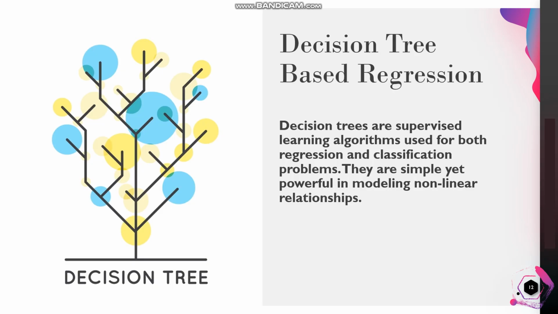So now we will talk about decision tree-based regression. Decision trees are supervised learning algorithms used for both regression and classification problems. They are simple yet powerful in modeling non-linear relationships. Being a non-parametric model, the aim of this algorithm is to learn a model that can predict outcomes based on simple decision rules, for instance, if-else conditions based on features. The interpretability of decision trees makes them even more lucrative, as we can visualize the rules it has inferred from the data. We explain the concepts and methodologies related to decision trees using an example.